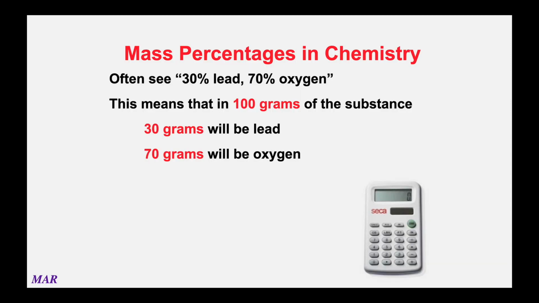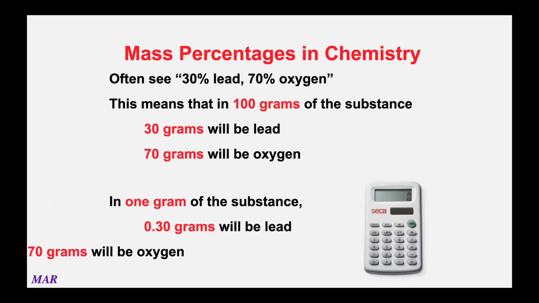Mass percentages are something we'll talk about. Given 100 grams, the percentages represent grams of the compound. So if you have 30% lead and 70% oxygen, then in 100 grams you would have 30 grams of lead and 70 grams of oxygen, which isn't too surprising. You can also use like 1 gram.